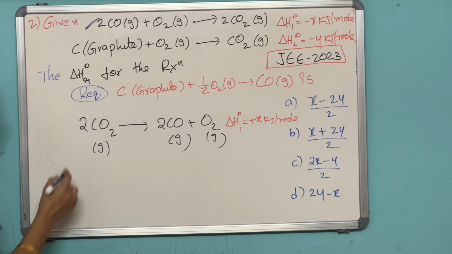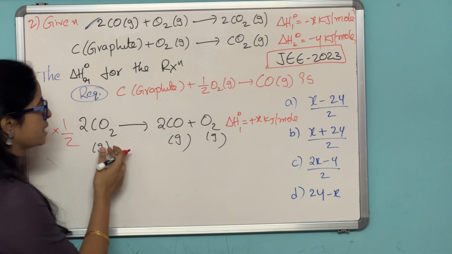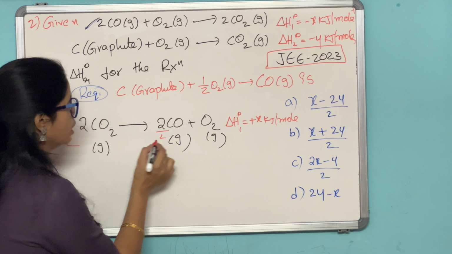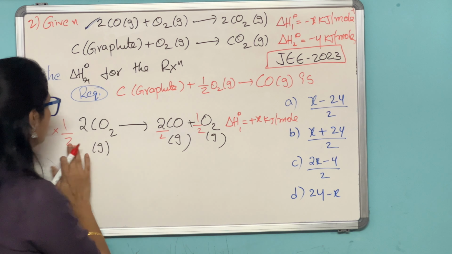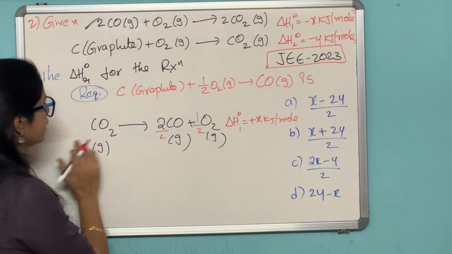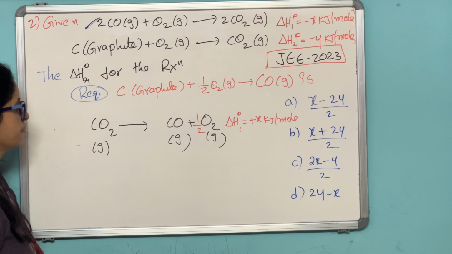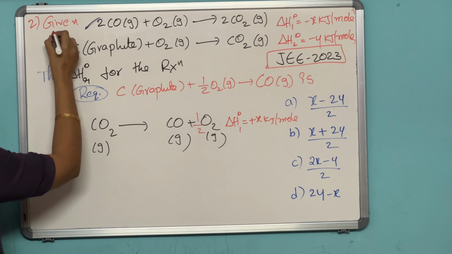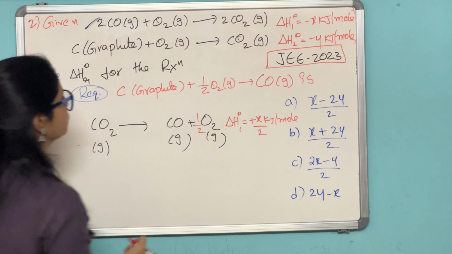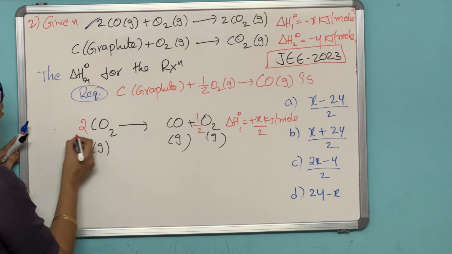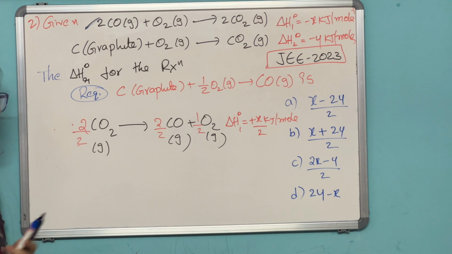So what you have to do? You have to multiply with 1 by 2. So if you multiply this equation with 1 by 2, you will get 1 by 2 O2. So you will get CO2 plus CO. This you will get by multiplying this equation by 1 by 2. So what will this become? X will become X by 2. Got this point? 1 by 2, 1 by 2.